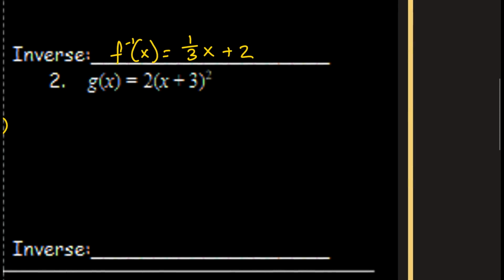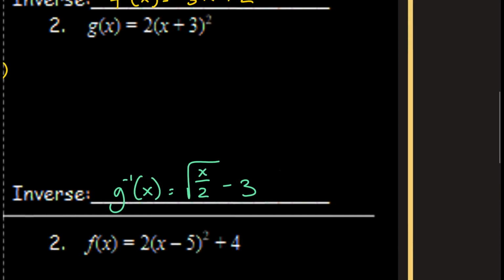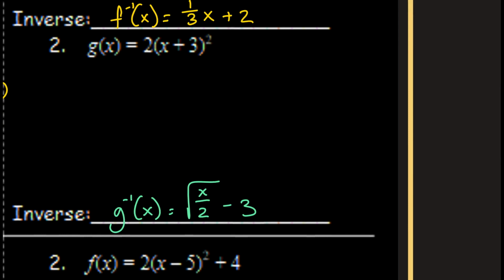And then, what did you get for the inverse function for number 2, Julie? The inverse of g of x is the square root of 1/2 x minus 3. Good. That was our inverse function. Does anyone need me to do this one? Yes. Okay, so I'll do it real quick.